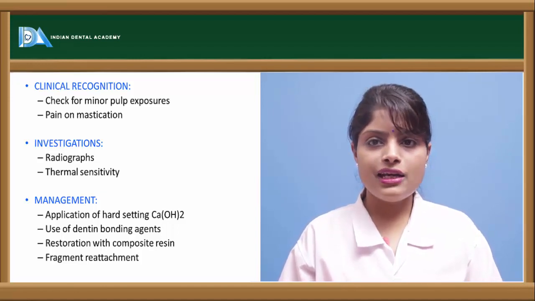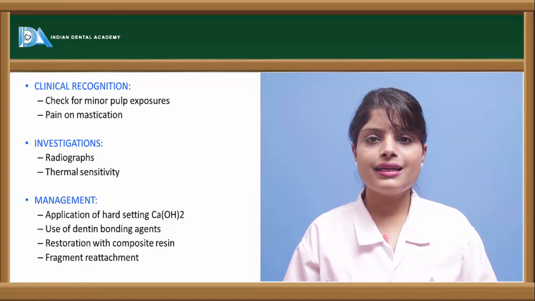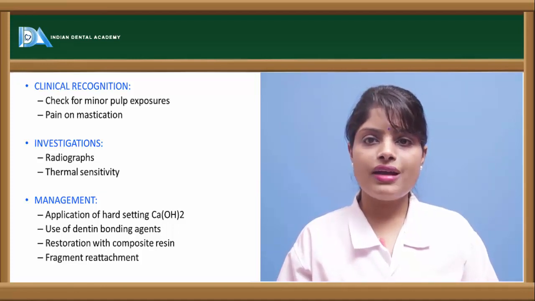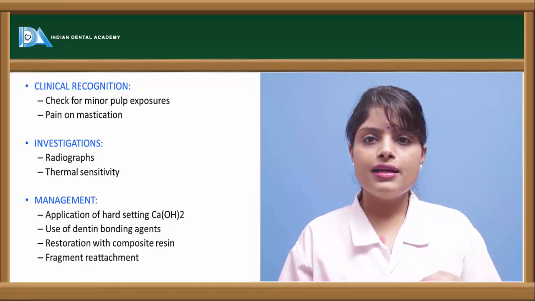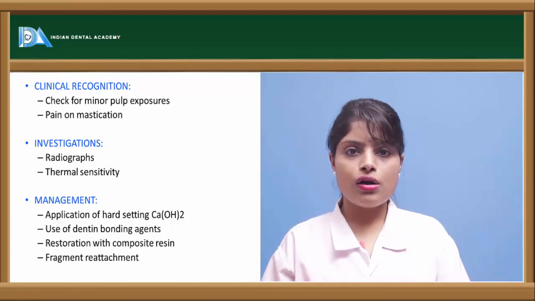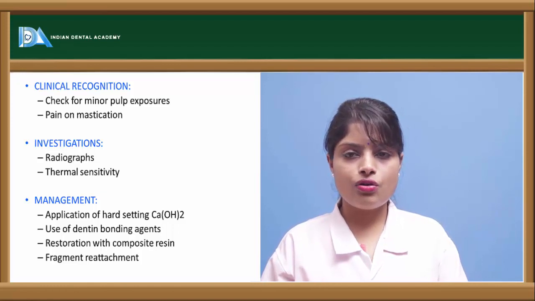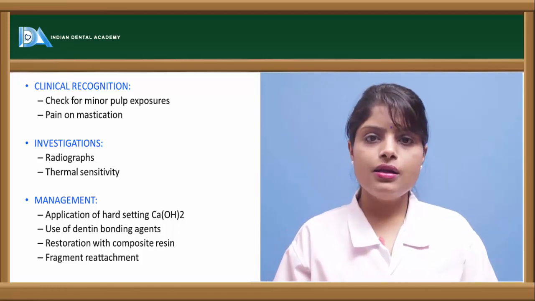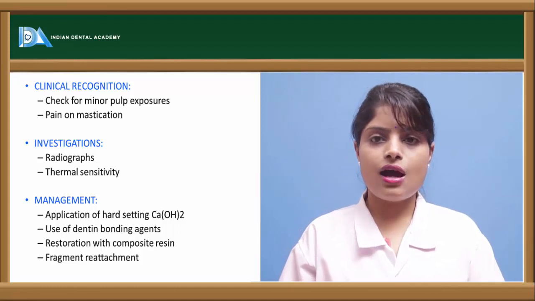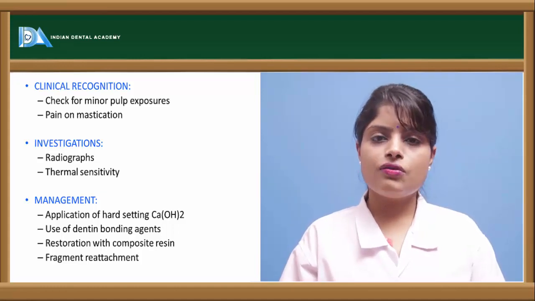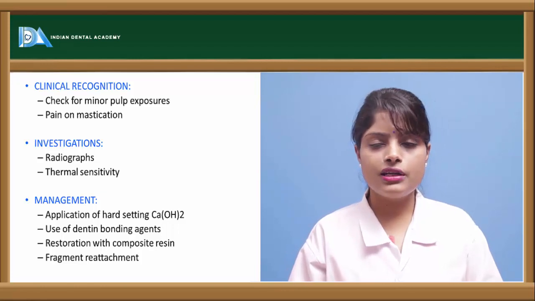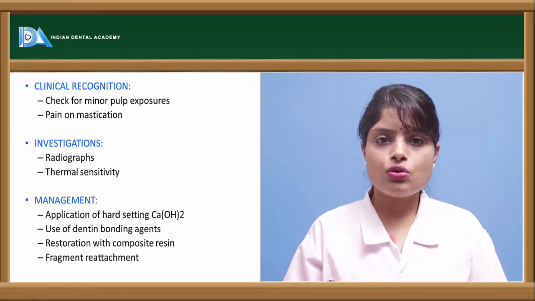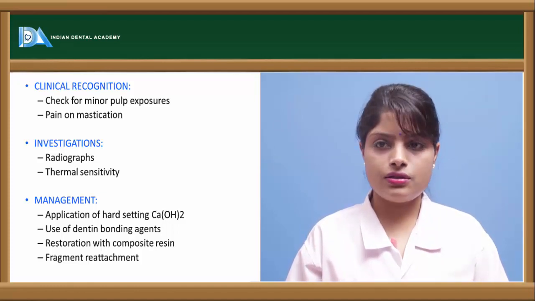Basically, the application of hard setting calcium hydroxide is done, that is, the powdered form of calcium hydroxide or Dycal is mixed with saline or the liquid available with calcium hydroxide, or if a two tube system is available, the base paste and the catalyst paste are both mixed by means of a small instrument or a ball burnisher on a paper pad, and it is finally placed over the exposed dentine surface.